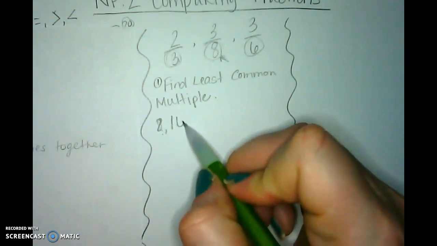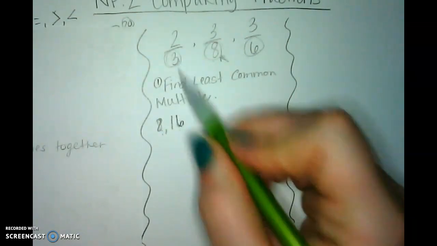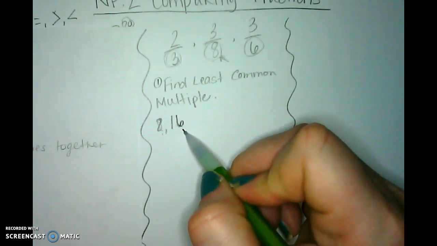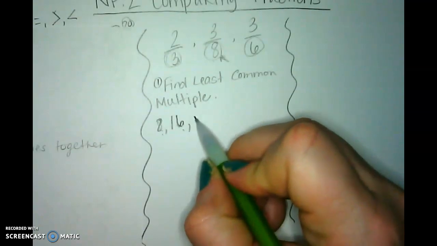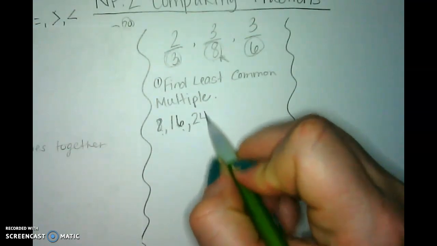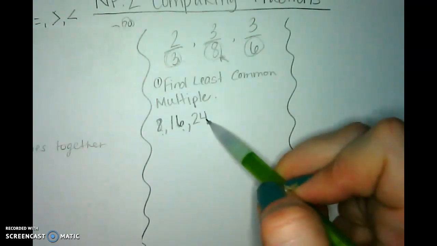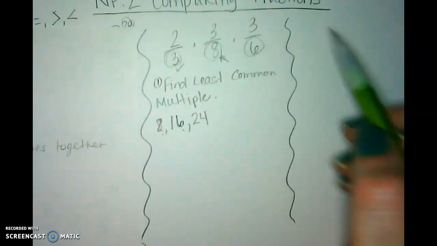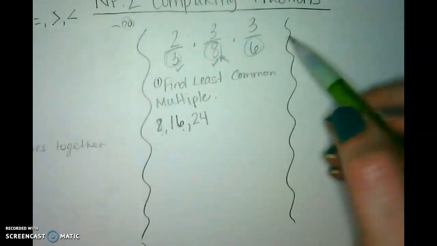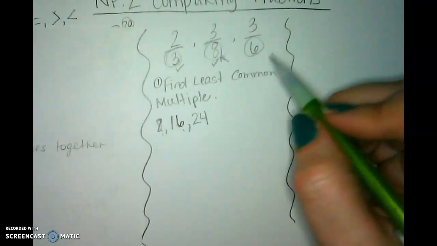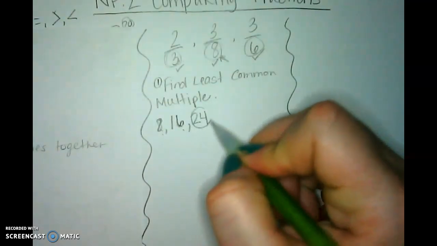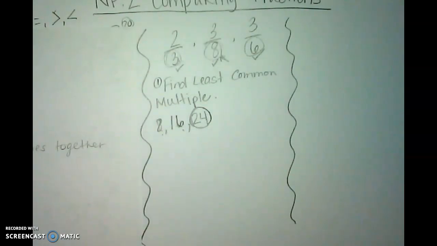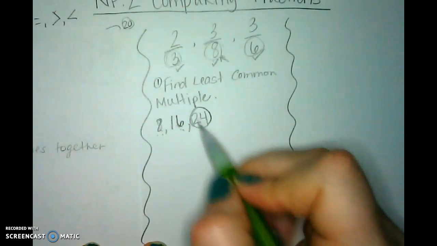If I'm counting by 8s, I land on 16. Does 3 go into 16? No, it does not. So I can keep going. My next multiple is 24. Does 3 go into 24? Yes, it does. We know 8 does because we're counting by it. And does 6 go into 24? Yes, because 6 times 4 is 24. So this is going to be my least common multiple. You just need to go down the line and check them as you go.